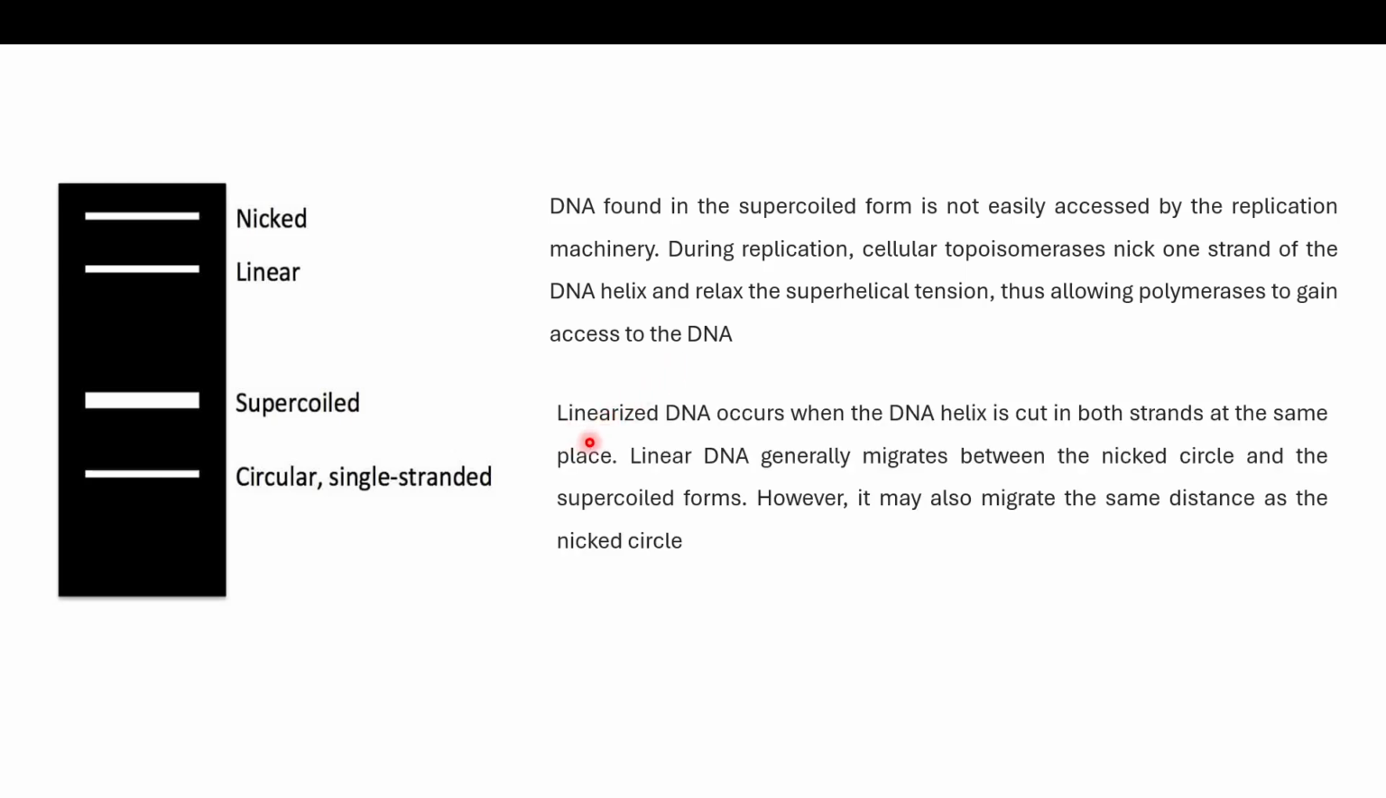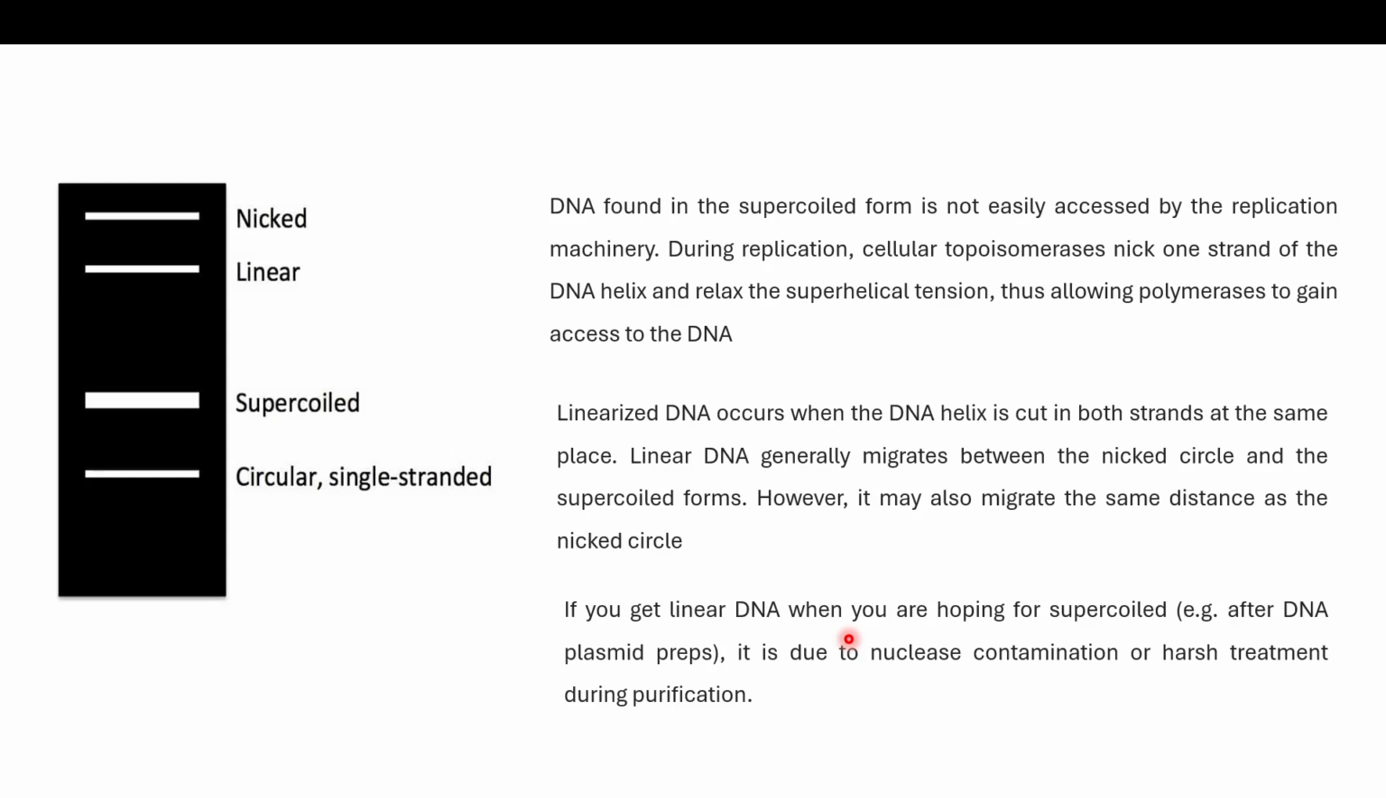This is the nicked one, this is the linear one, and the supercoiled travels the fastest among these three. Linearized DNA occurs when the DNA helix is cut in both strands at the same time. So the linear DNA generally migrates between the nicked circle and the supercoiled forms. It may also migrate the same distance as the nicked circle.